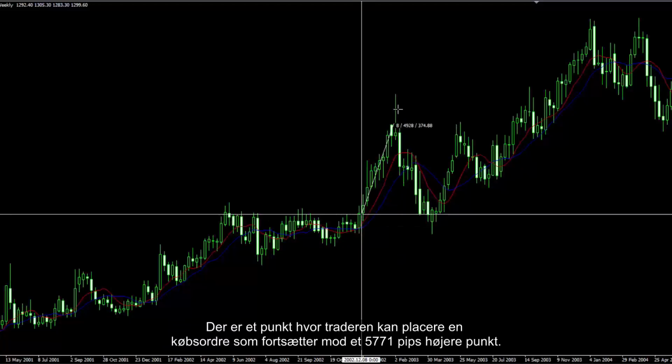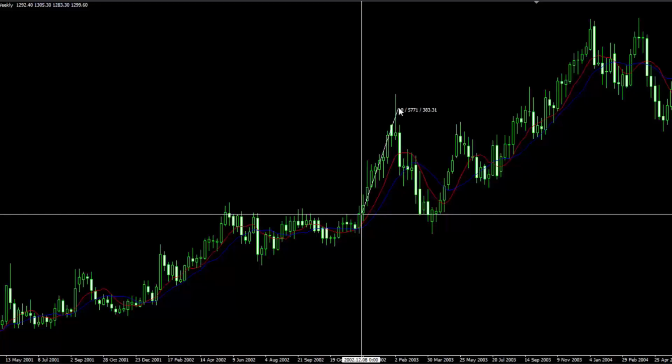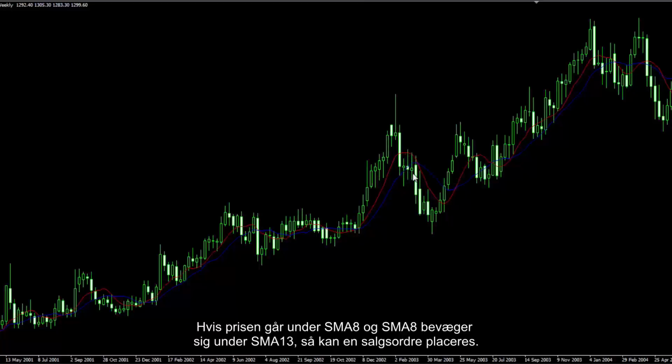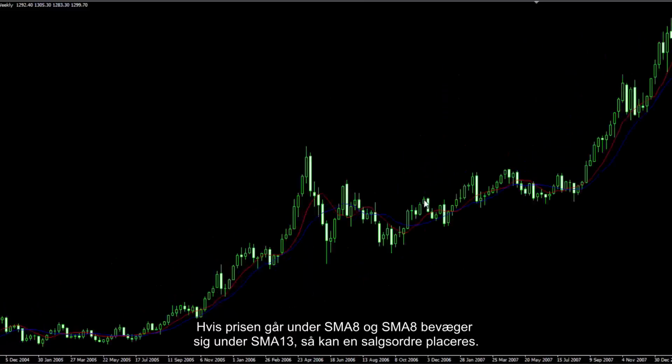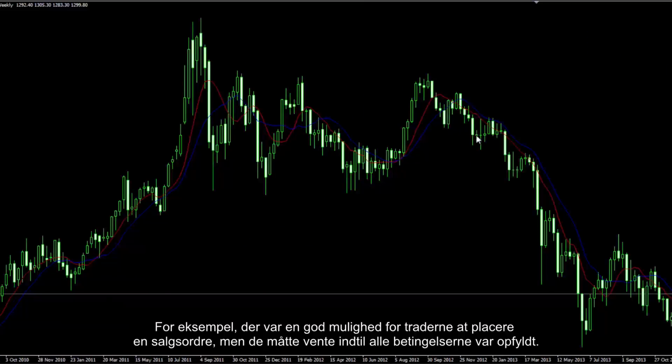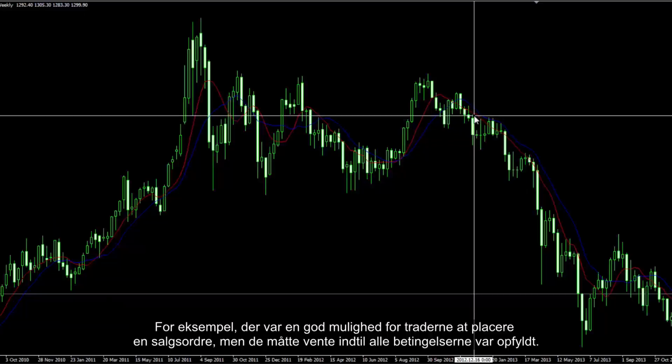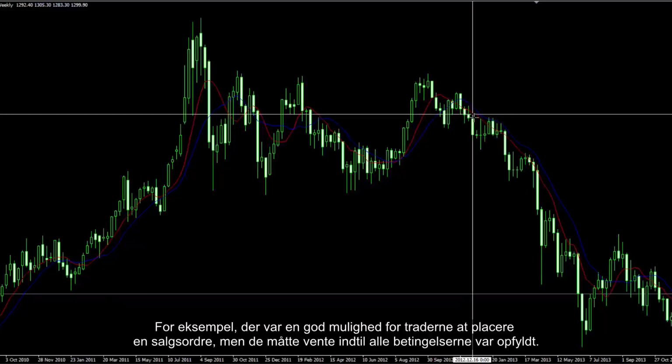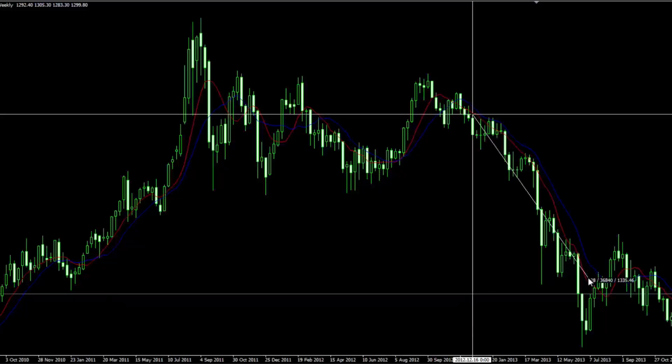There is a spot where a trader could place a buy order that proceeded towards a 5,771 pips higher point. If a price goes under SMA 8 and SMA 8 moves under SMA 13, then a sell order can be placed. For instance, there was a good opportunity for traders to place a sell order. However, they had to wait until all conditions had been fulfilled.